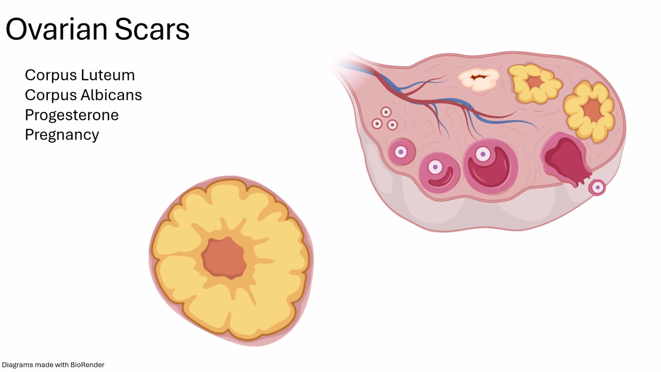Each ovary contains follicles at all of these various stages of development, as well as the past remnants, like the corpus albicans, which accumulate over a woman's reproductive years.